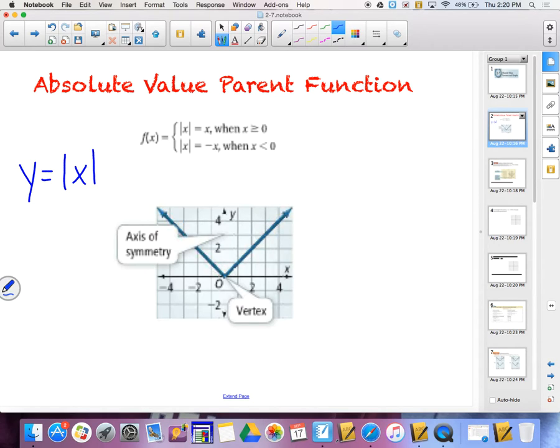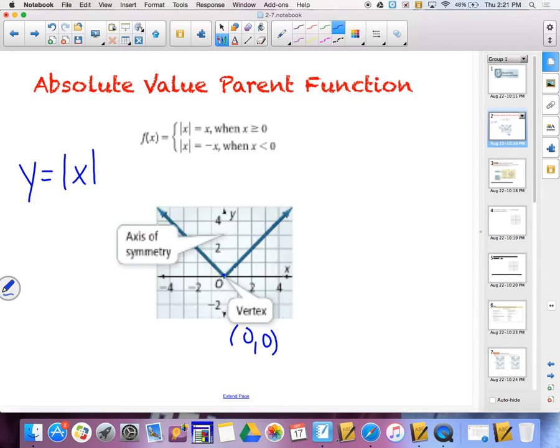So this right here would be my graph for the absolute value parent function. Notice that my points meet up right here at 0, 0, which is known as the vertex, which we're going to talk about a little bit more in depth. Wherever the two lines meet in the middle, that is your vertex. So what's my vertex right here? 0, 0. So my vertex for the absolute value parent function is 0, 0.